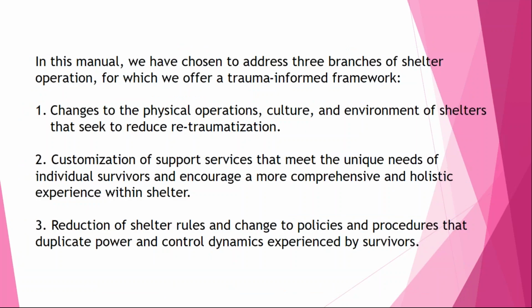And from that, we went into the actual creation of the manual with the idea of addressing three branches of shelter operation. Physical operations and culture, which is the environment of the shelter that seeks to avoid re-traumatization. Support services that meet the unique individual needs of survivors and encourage a more empowered survivor-led experience of services. And then reduction of shelter rules and change and evaluation of policies and procedures to make sure that they're not duplicating power and control dynamics experienced by survivors.